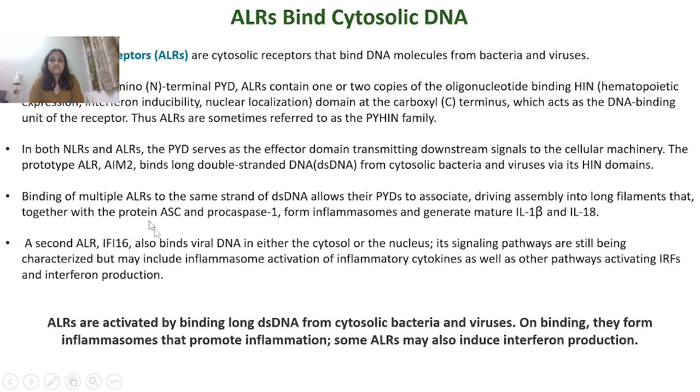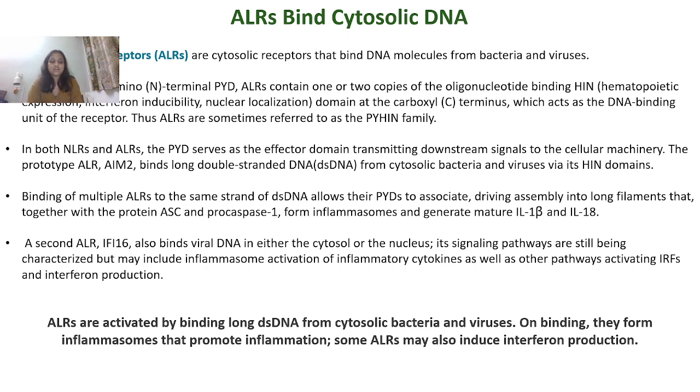So this is one type of ALR, like AIM2. AIM2 is one type of ALR which can form an inflammasome. Another ALR is IFI16. It is also known to bind viral DNA in either the cytosol or the nucleus. Its signaling pathways are still being characterized but may include inflammasome activation of inflammatory cytokines as well as other pathways activating IRFs and interferon production.